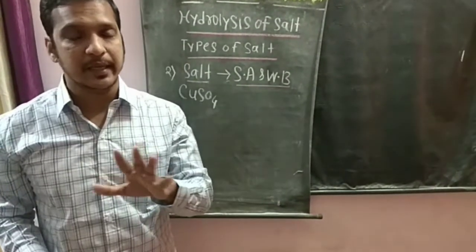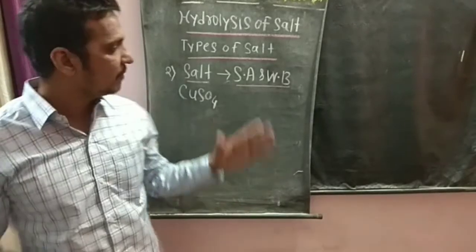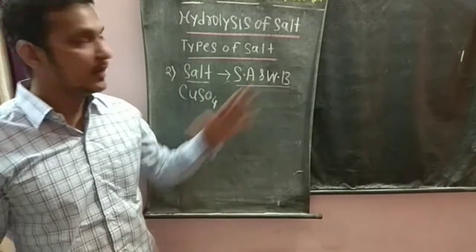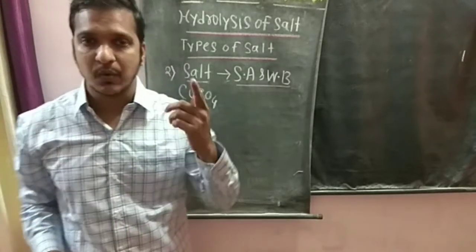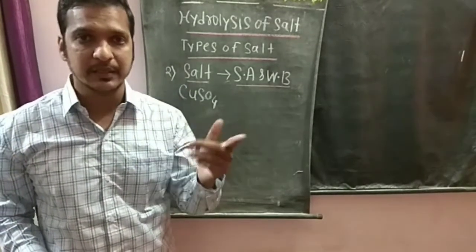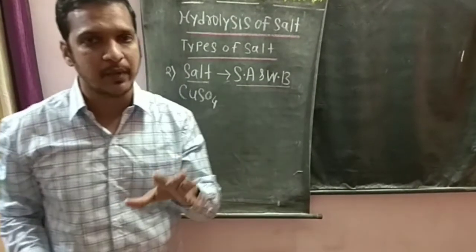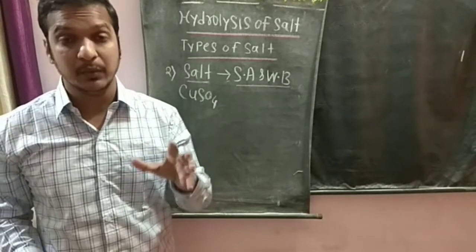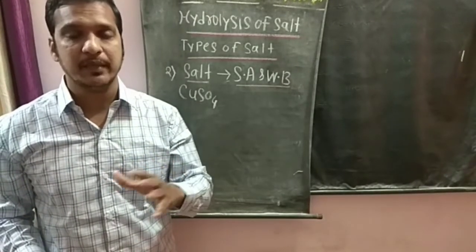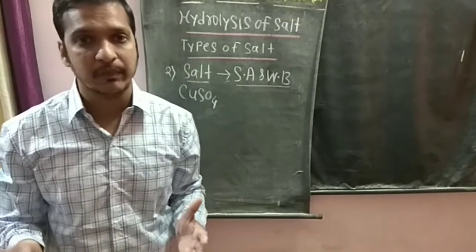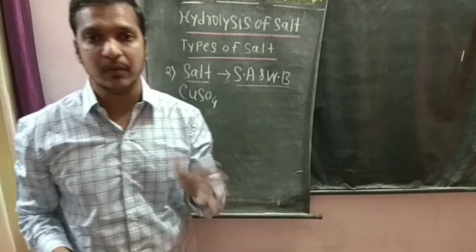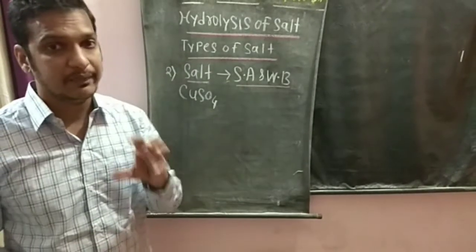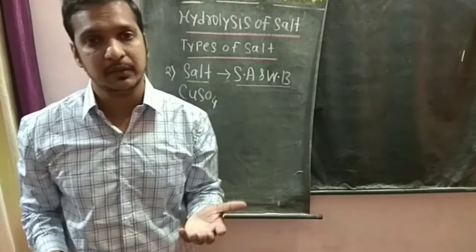We now see the second type of salt, which is obtained from a strong acid and weak base, such as copper sulfate, CuSO4. The last one was the salt obtained from strong acid and strong base, such as sodium chloride. And we know that any salt obtained from strong acid and strong base does not undergo hydrolysis, because neither the cation nor the anion of that salt reacts with water.